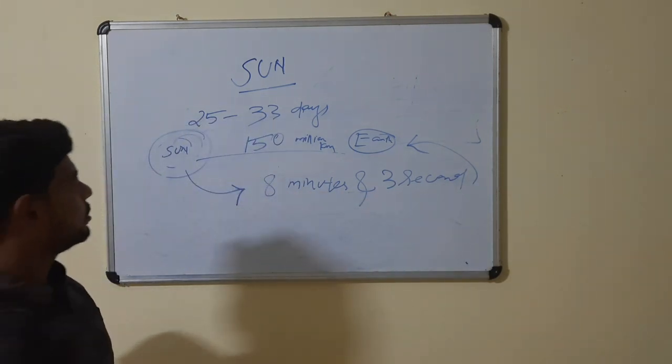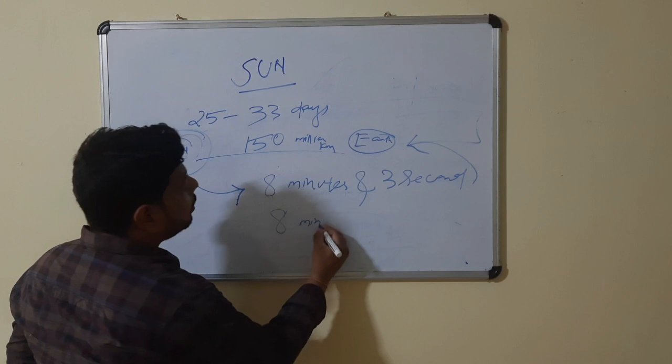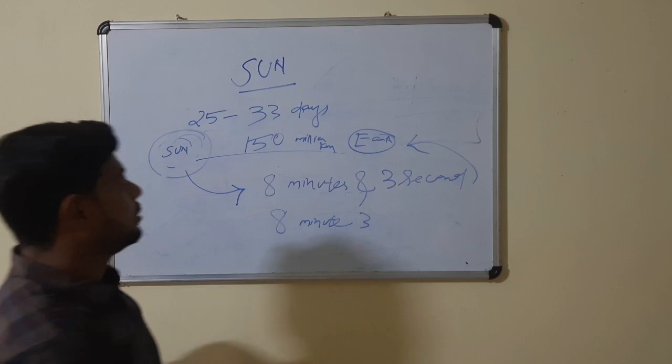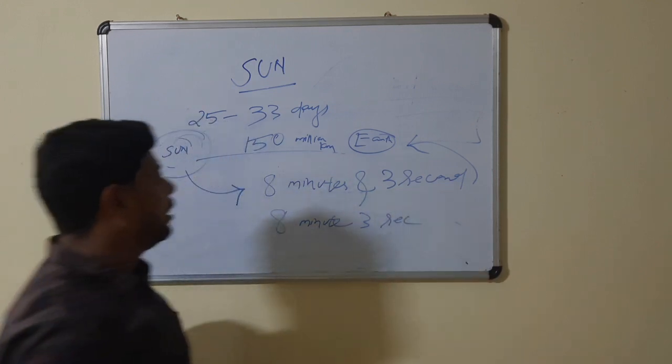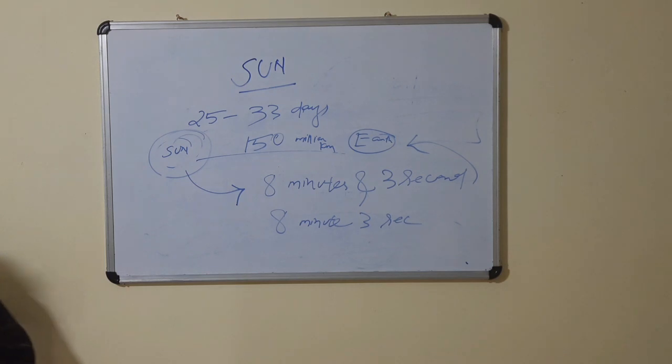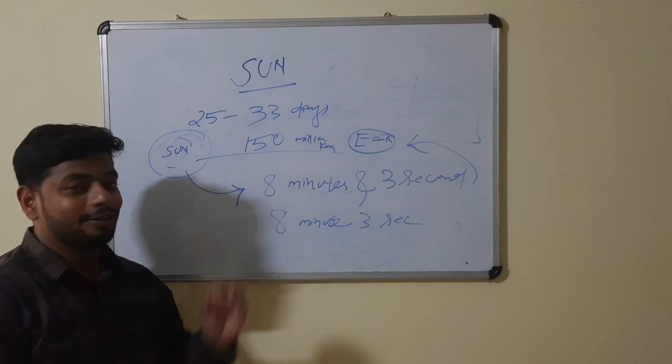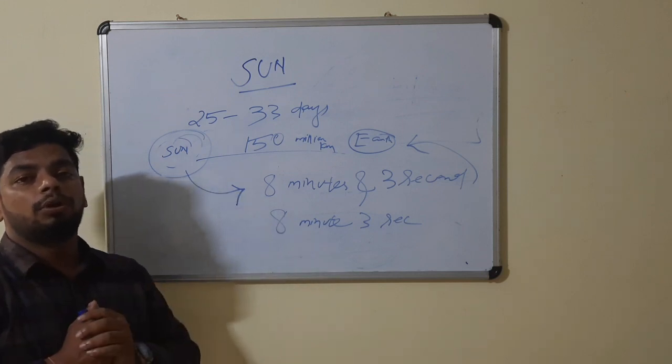So if there is a question, how long does the light take to reach the earth's surface? That is 8 minutes 3 seconds. Another question, please note it: what do you mean by astronomical unit? Please note the question, the meaning of astronomical unit. And another one, the importance of the sun.